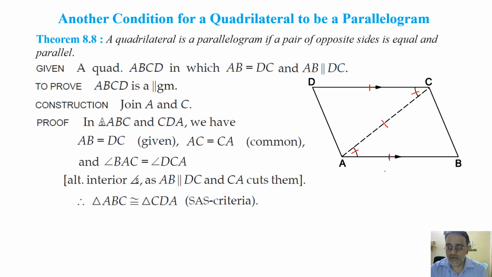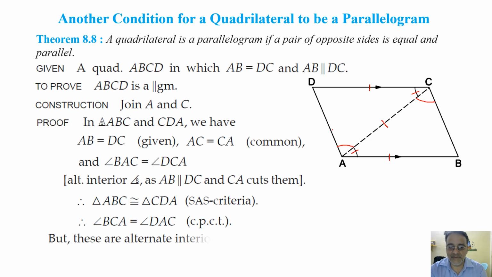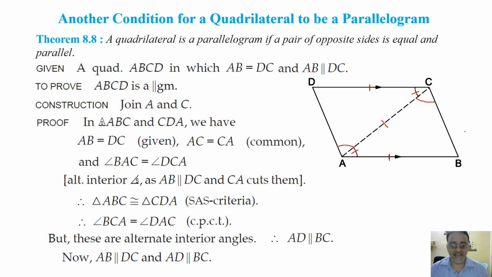So this will imply this angle is equal to this angle. Why? CPCT. But these are alternate interior angles. So therefore AD is parallel to BC. Okay, so already AB is parallel to DC, it is given. So we got both pairs of opposite sides parallel. Hence ABCD is a parallelogram. Any doubt? No, sir. Okay.